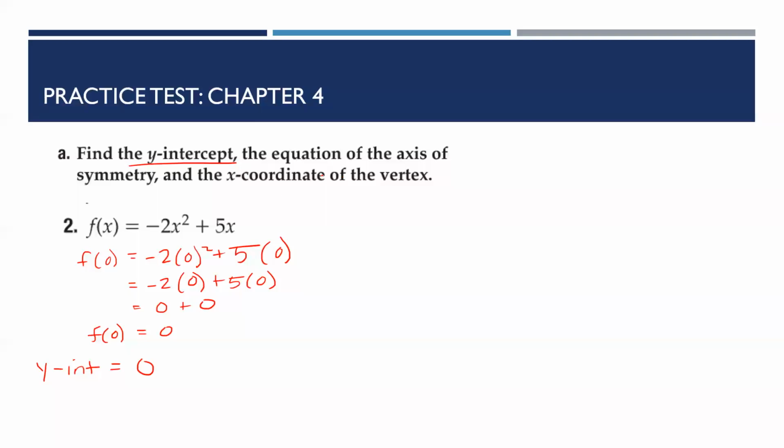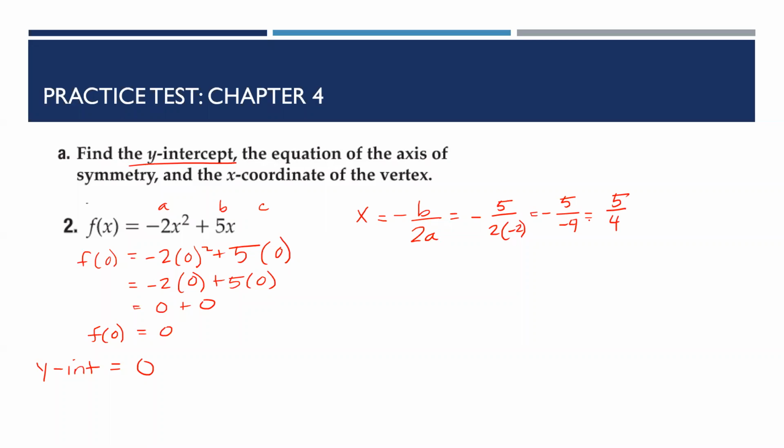So we found the y-intercept, and then the equation of the axis of symmetry, okay, remember that is x equals -b over 2a. So remember, this is your a value, this is your b value, and then c over here would be 0 because you're adding nothing, okay? So we have negative, and then b is 5, and then over 2 times -2. So this would be -5 over -4. So we have negative and negative, so that would be positive 5/4, okay?